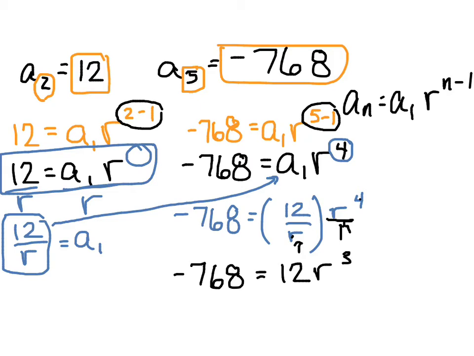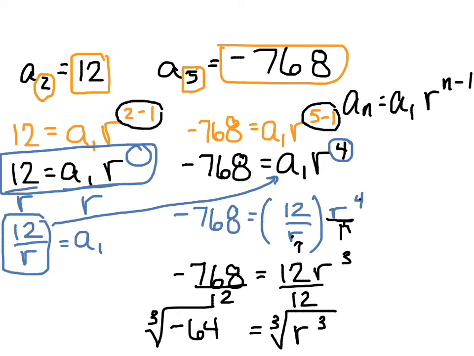Now, from here, what you want to do is end up solving for r. So divide everything by 12. So end up with r^3 equals negative 64. And then to get rid of the cube, you cube root it. And remember, you can cube root negatives, so when you're looking at a cube root and it's a negative, your answer is going to be negative.